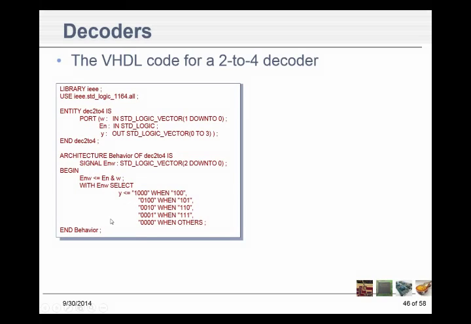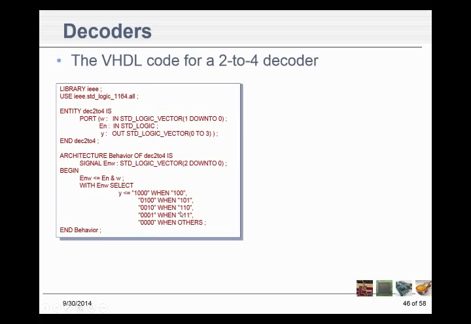Then I'm saying this is the most significant bit. So Y is going to be this when we get a 1 on the enable and 0 on W. We're going to get this when we have 1 on the enable and 1 on W, 1 on the enable and 2 on W, 1 on the enable and 3 on W. And all the others, we're just going to make 0.